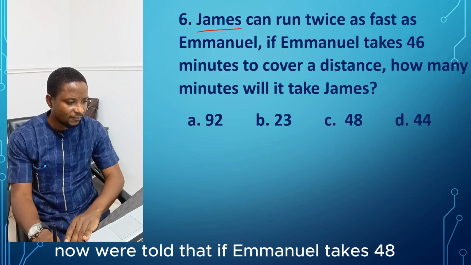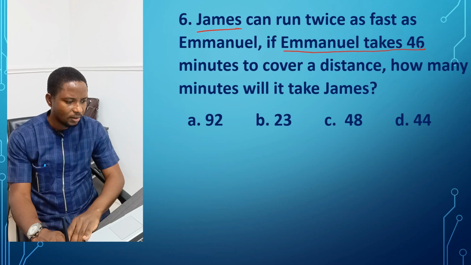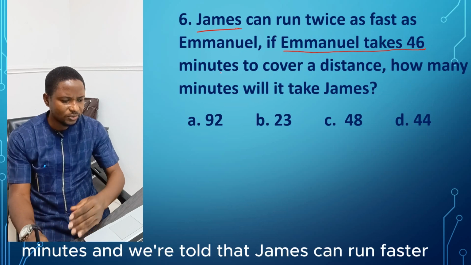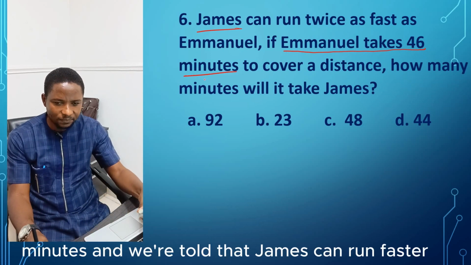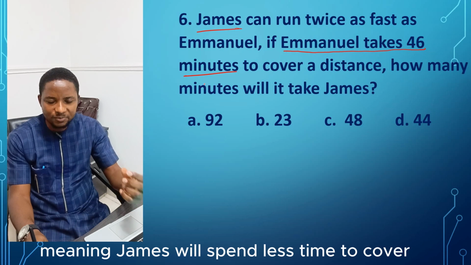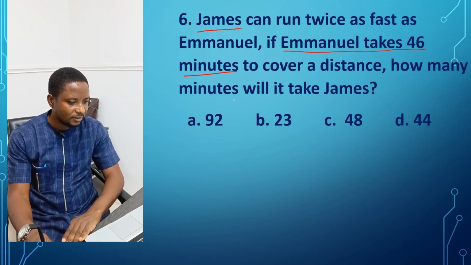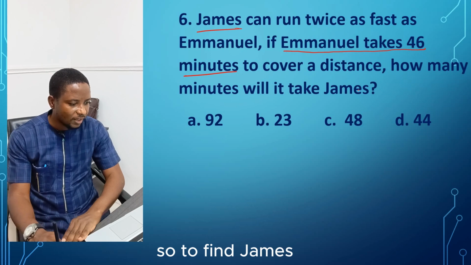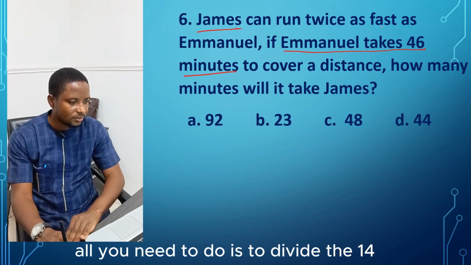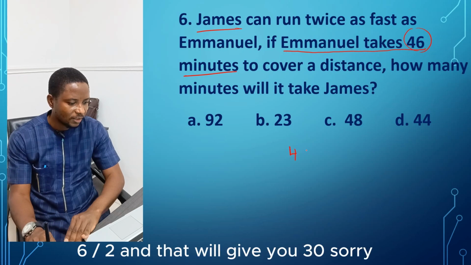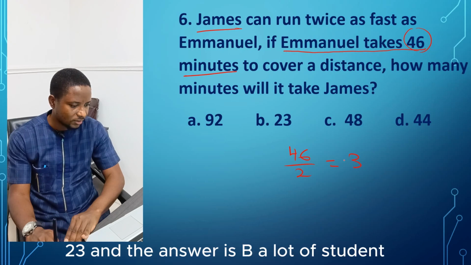Now we're told that Emmanuel takes 48 minutes, and we're told that James can run faster, meaning James will spend less time to cover the distance. So to find James's time, all you need to do is to divide the 46 by 2, and that will give you 23, and the answer is B.